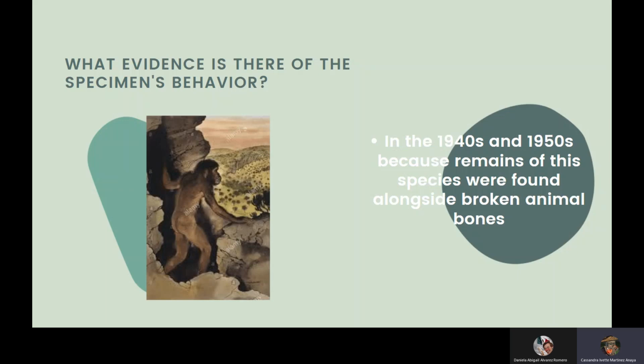What evidence is there of the specimen's behavior? For a long time, researchers believed Australopithecus africanus was a hunter. Professor Raymond Dart created the term osteodontokeratic culture in the 1940s and 1950s because remains of this species were found alongside broken animal bones. In the 1970s and 1980s, other scientists began to recognize that predators such as lions, leopards, and hyenas were instead responsible for leaving these broken animal bones.